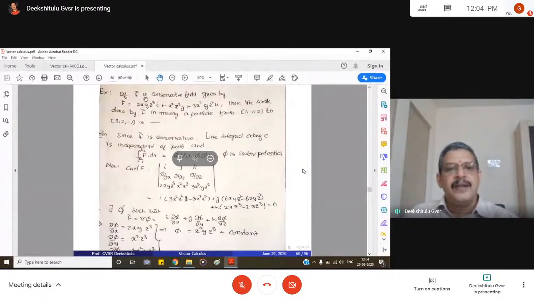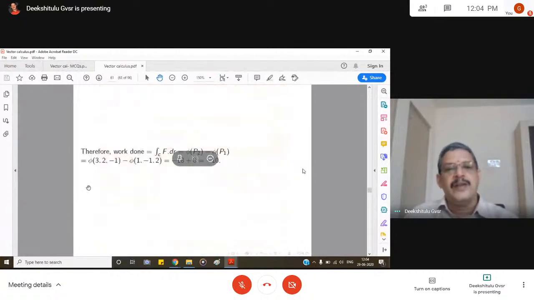Whenever this F bar is a conservative field, the line integral of F dot dr does not depend on the path taken. It depends only on the endpoints and is given by the integral from P1 to P2 of F dot dr, which is phi of P2 minus phi of P1, where phi is like this. So the work done, integral over C of F dot dr, is phi of P2 minus phi of P1. So phi at (3, 2, -1) minus phi at (1, 1, -1), where phi is this. If we substitute these two points in phi and subtract one from the other, we get -18 + 8, which is equal to -10.